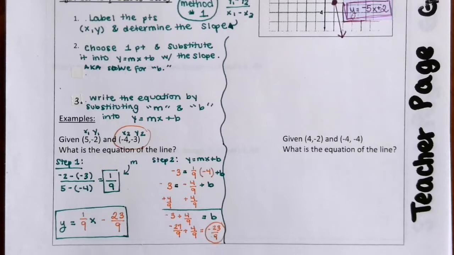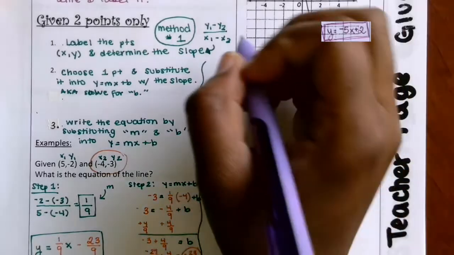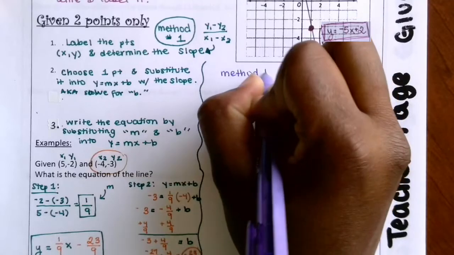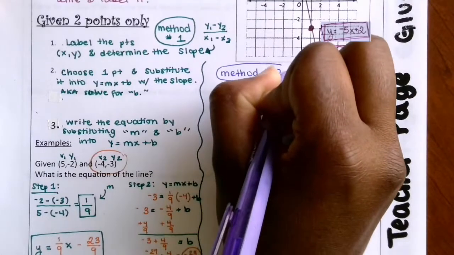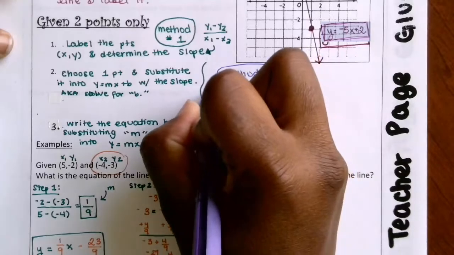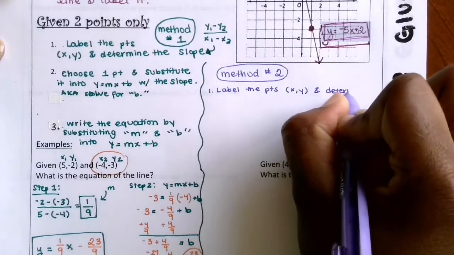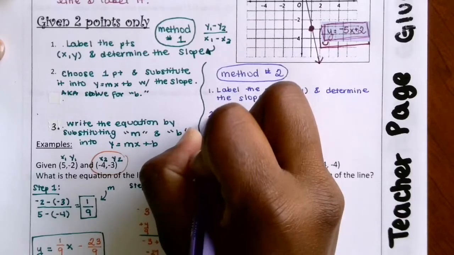Now that we've covered method number 1, let's take a look at method number 2, which you are already familiar with. So for method 2, we're going to convert from our point-slope form into our slope-intercept form. In the event that you forgot about point-slope form, you can look back at lesson 5-2 to refresh your memory. So many of these steps are pretty much the same. Step 1, if I'm given 2 points, the first thing that I need to identify is the slope. So you'll label the points x and y and determine the slope.